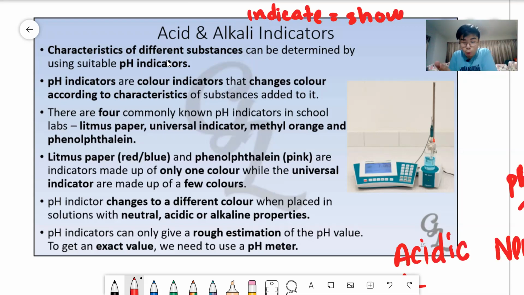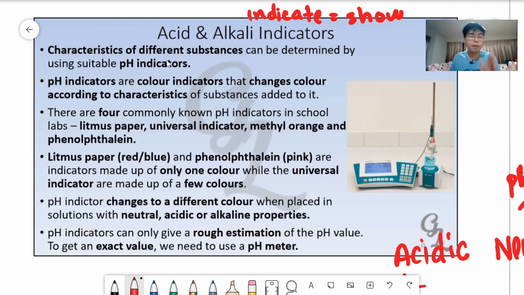Either red to blue, or red remains unchanged. Either blue to red, or blue remains unchanged. That's the litmus paper. Phenolphthalein: either pink to white, as in colorless, or colorless to pink, or pink remains unchanged, colorless remains unchanged. That's all. You can only do that.